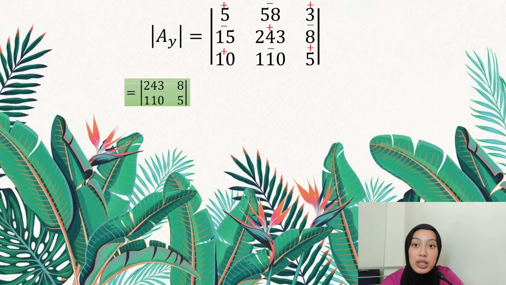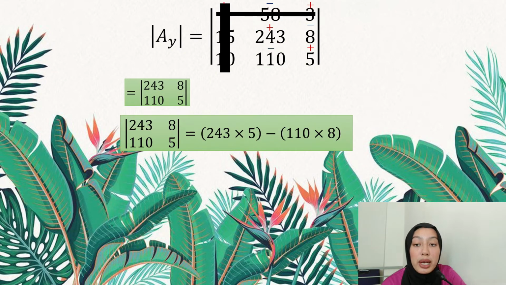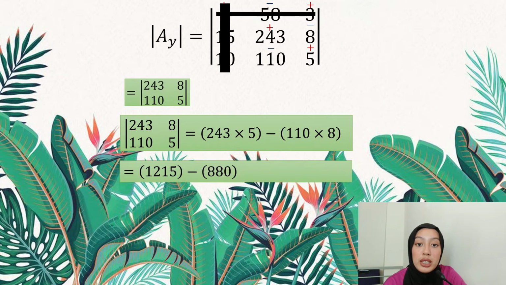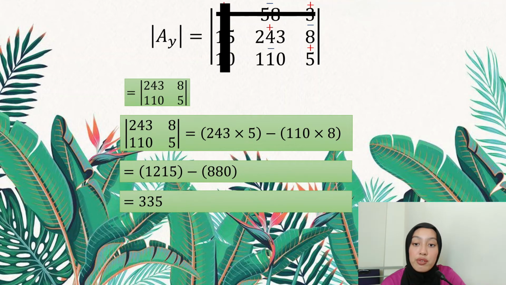So first, I will eliminate the first row and first column, and it leaves me with 243, 8, 110, and 5. To solve this 2 by 2 matrix, we take 243 times 5 minus 110 times 8, and it will give us 1215 minus 880, and the answer of the first solution is 335.